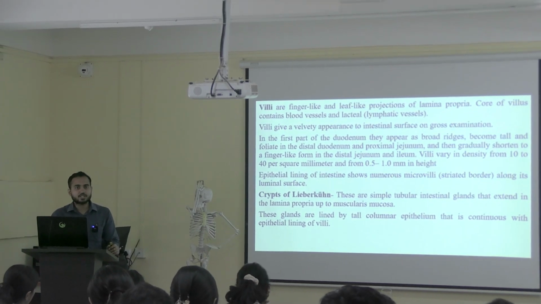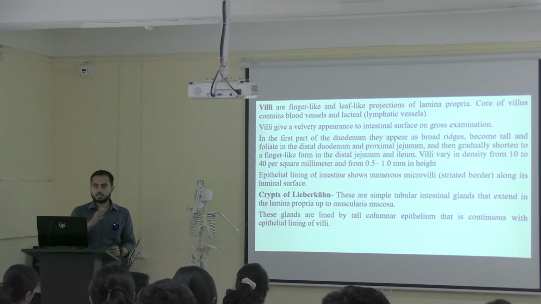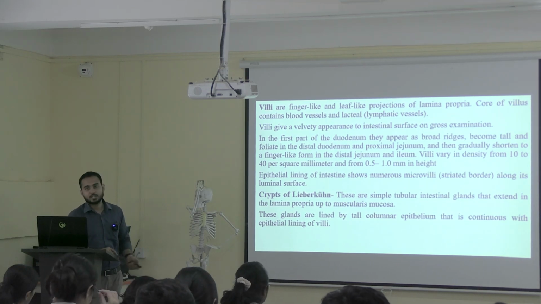Structure and function remain the same, but what is the difference? The difference is in the shape, the number, and the size. These three things will differ, but other things, structure and function, remain the same. So as you go from duodenum towards the ileum, what are the changes taking place in the villi?